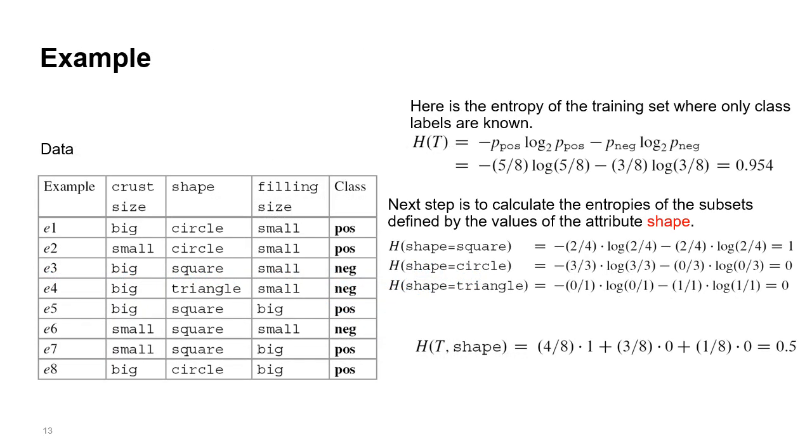Here is an example to show how to choose the root node for building a decision tree. We have three attributes or features including cross size, shape and filling size, and one target class. The first step is to select the root node based on information gain. We will calculate information gain on all three attributes, compare them, and choose the attribute with the largest information gain as the root node. On the right side of the slide, it shows how to calculate class entropy and the entropies of the subsets defined by the values of the attribute shape.